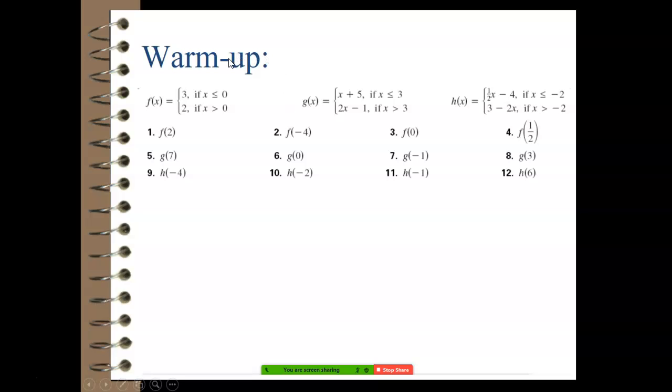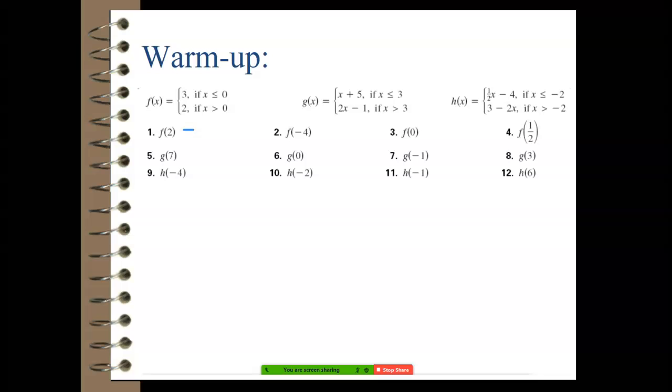It comes from the point where 2 is true in the inequality. So is 2 less than or equal to 0? No. Is 2 greater than 0? Yes. So f of 2 would equal 2. Go ahead, take a minute and work on a couple of those, and we'll go over them.